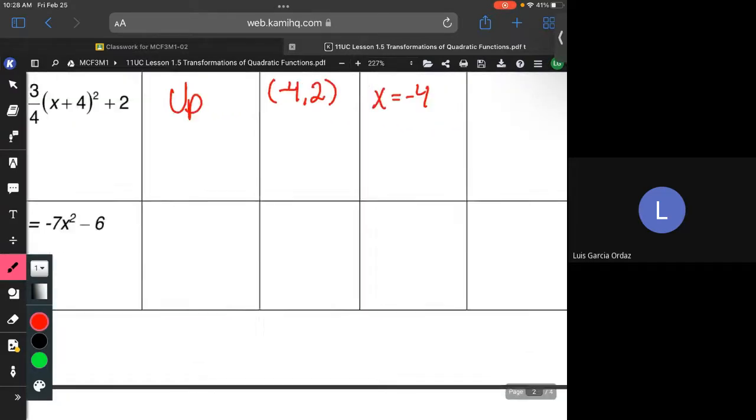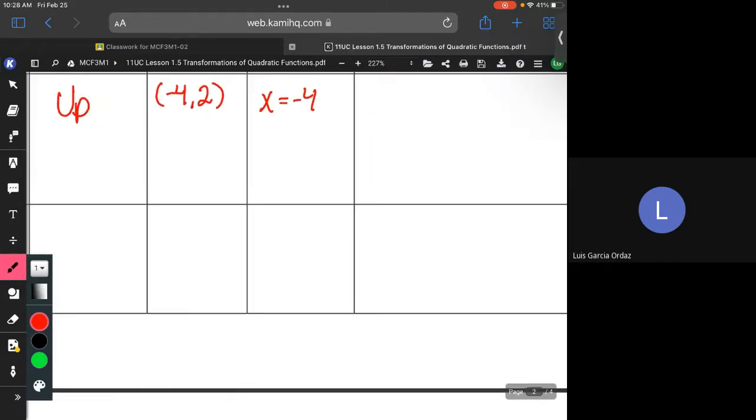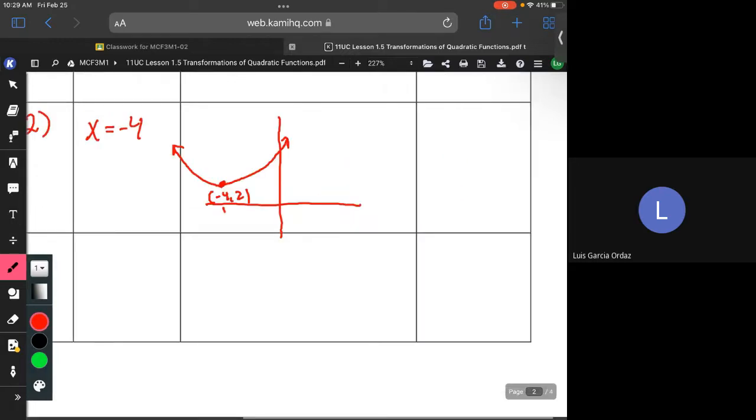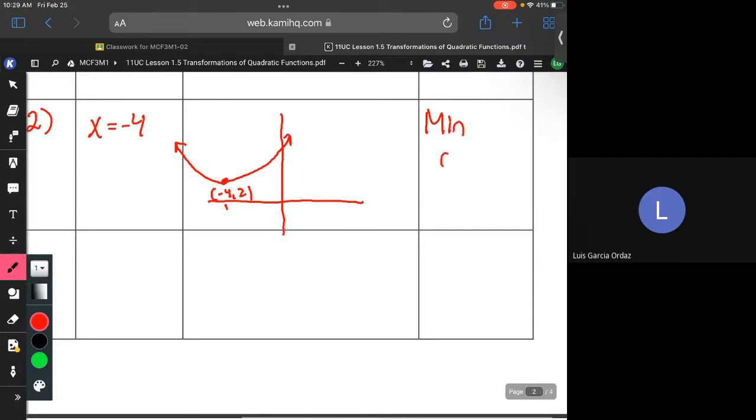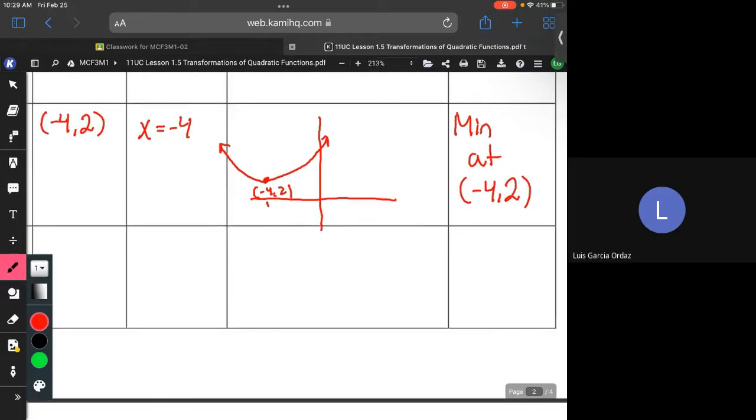And now I can draw my graph as it opens up. I'm going to take my axis of symmetry, or my x and y axis. I have -4 and 2 right here. And because I have a fraction as my a value, this one's going to actually be short and wide. It'll look something like that. And do I have a minimum or a maximum for this? Perfect. So I'm going to zoom out a bit so you guys can actually see.